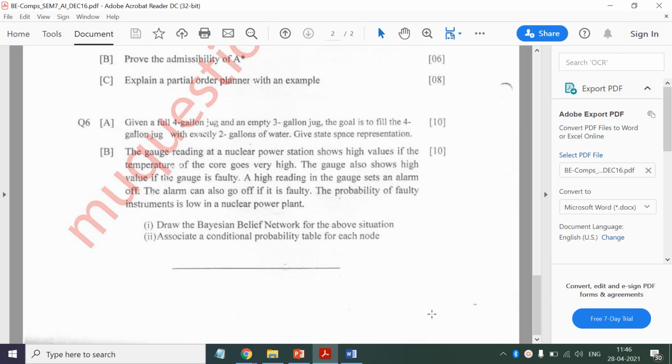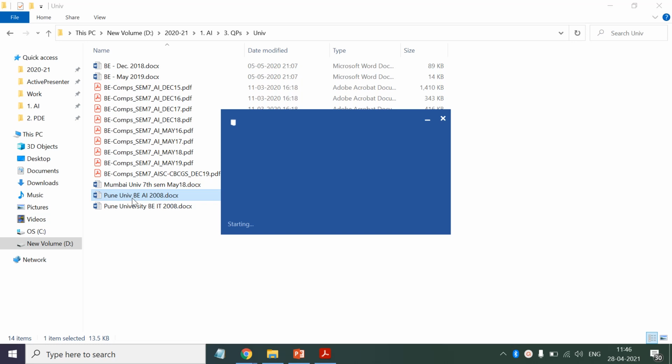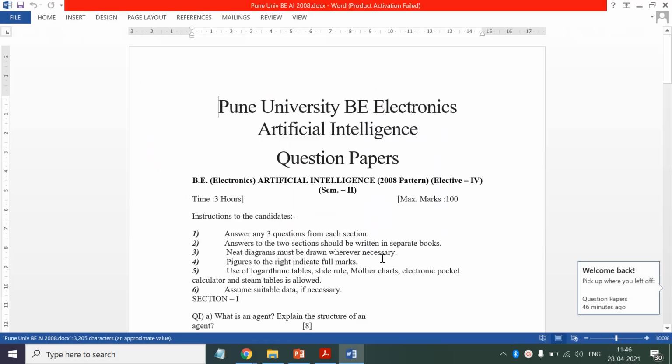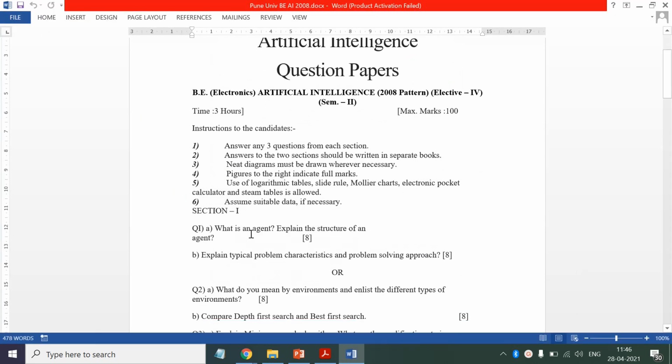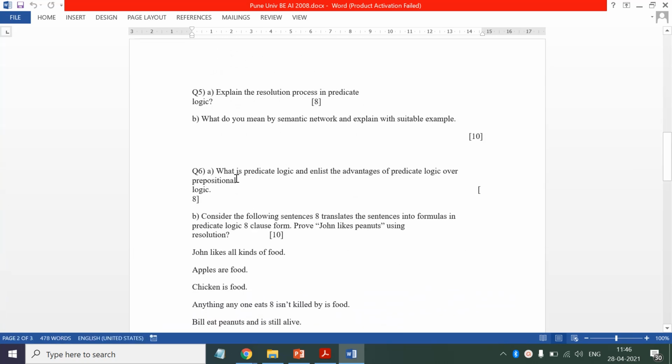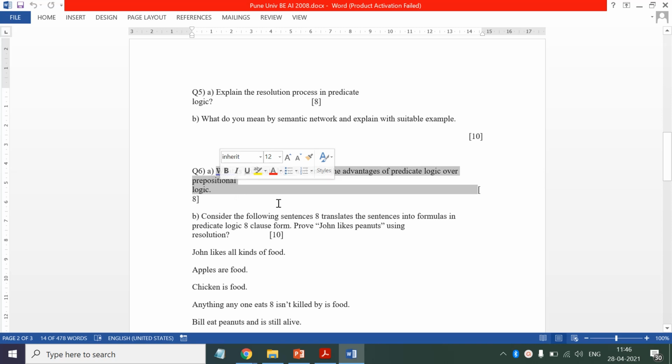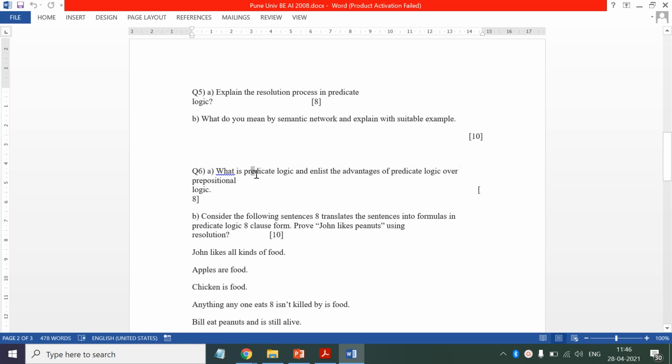And the last thing I want to discuss here: what is predicate logic, and enlist the advantages of predicate logic over propositional logic. We have seen 2 such questions. Differentiate between propositional logic and predicate logic, and here they are asking the advantages of predicate logic over propositional logic.